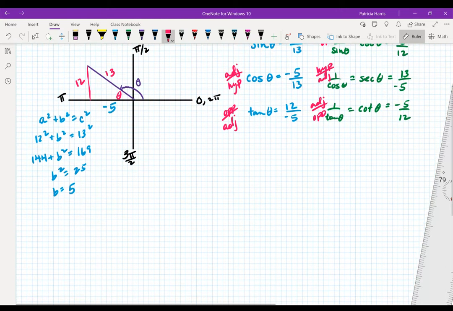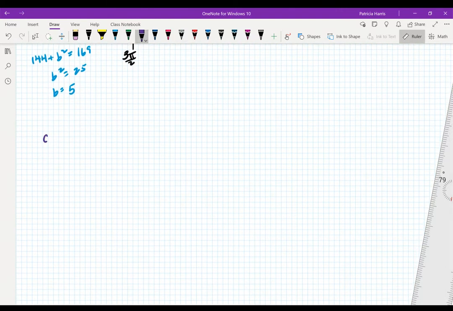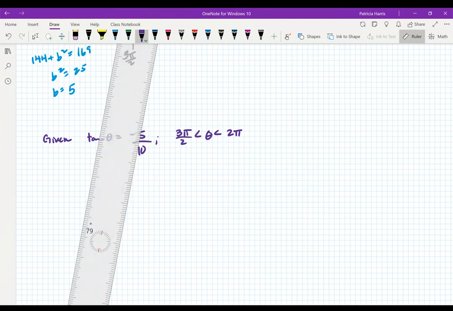Okay, let's move this up. Okay, so given, let's do tangent theta is equal to, let's do negative 5 over, let's do 10. Okay, and let's say theta lives in the 4th quadrant. So that would be quadrant 4. Okay, so let's go ahead and draw it.